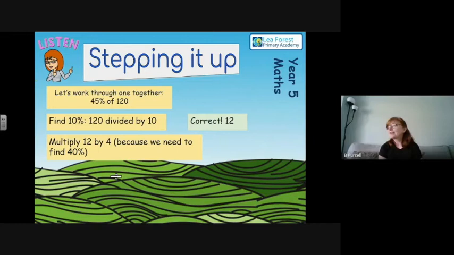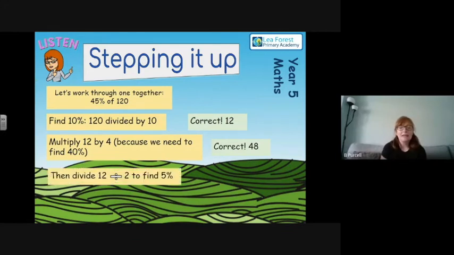Or just check that. Amy, well done. Isla just in there after Amy. She got there just before you. Oh, check that, John Paul. 4 times 12. Well done, Maisie. 48. 12 times 4 is 48.